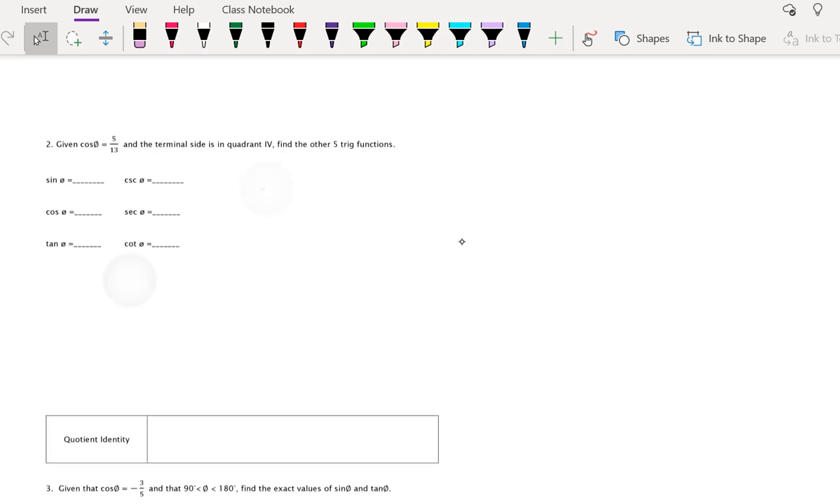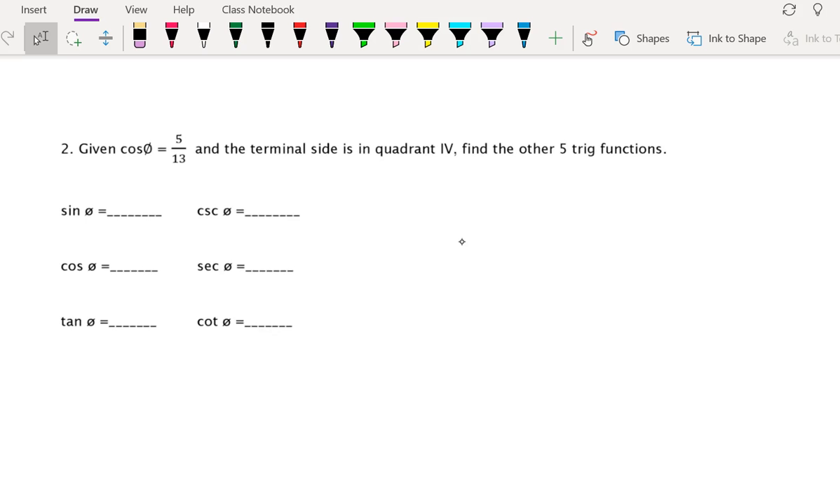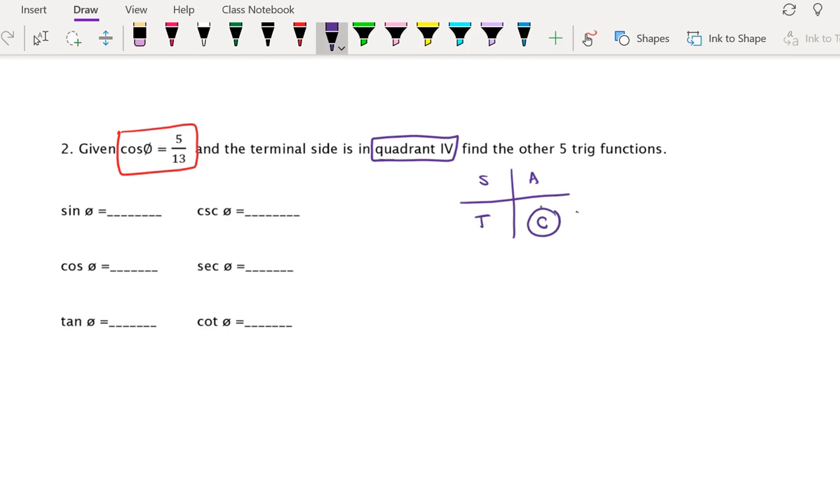So for number 2, we have the same thing, cosine of 5/13. All right, so there is my rule. That's my given statement. And the terminal side is in quadrant 4. If I draw my quadrant 4, all students take calculus. Here we are, that's cosine, and its reciprocal secant. Those are your positive functions. So we're going to draw our right triangle. We have a cosine, so here's theta.